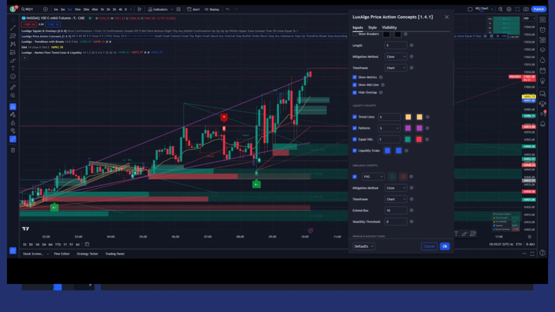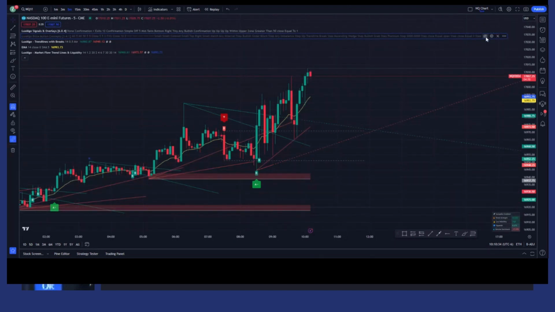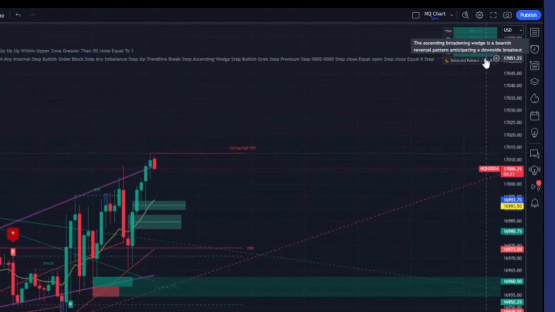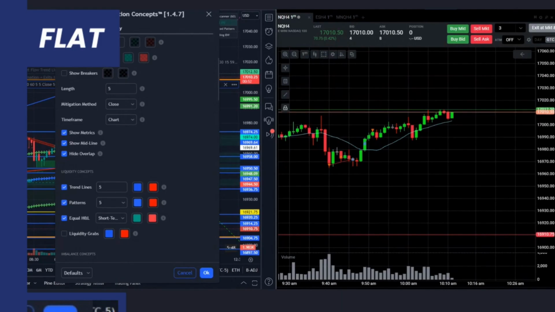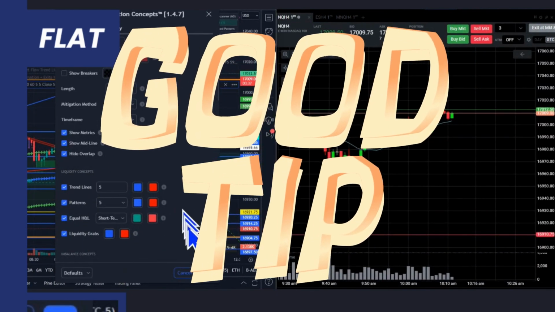I don't understand that either, because I have that on ES, but it wasn't showing up on NQ. That's why up here in this little box under patterns, I can turn on fair value gaps in this and get rid of the indicator. In the top right it'll say detected pattern, ascending broadening wedge is a bearish reversal pattern anticipating a downside break. My question was, do you have, under liquidity, I have all four of those. Well, good tip. We'll see how that helps me.